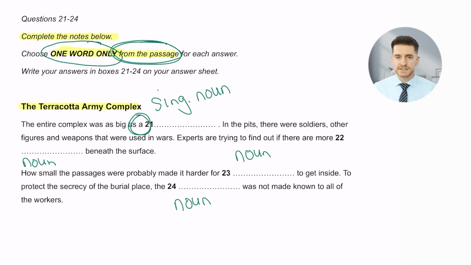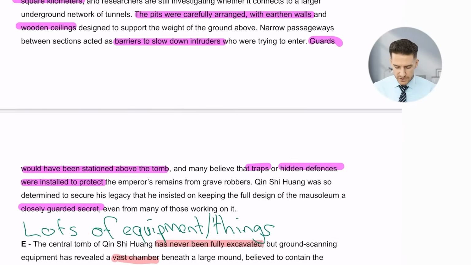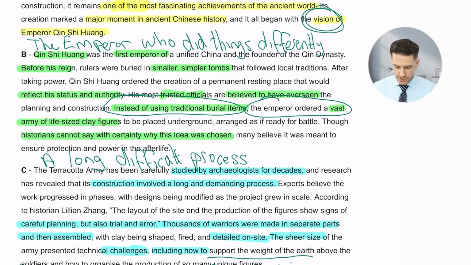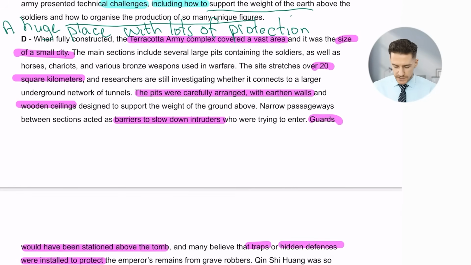So to find the answers, you need to know what you're looking for, obviously. So let's start with the first one. The complex was as big as A. Okay, so that's pretty simple. We're looking for the army complex, and we're looking for as big as A. And remember, we're looking for a noun as well. So let's have a look. Here we go. It's right here, Terracotta Army Complex. So let's read it together.